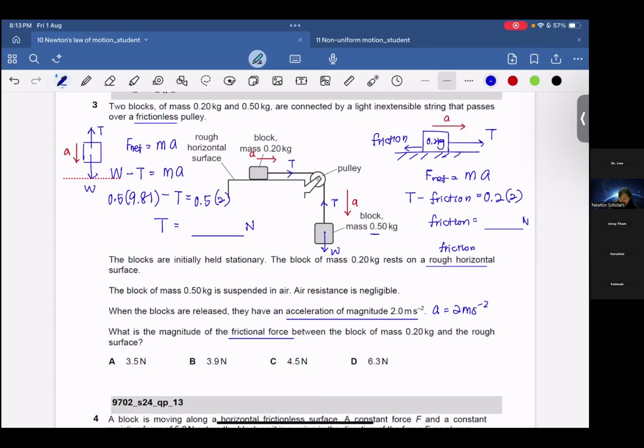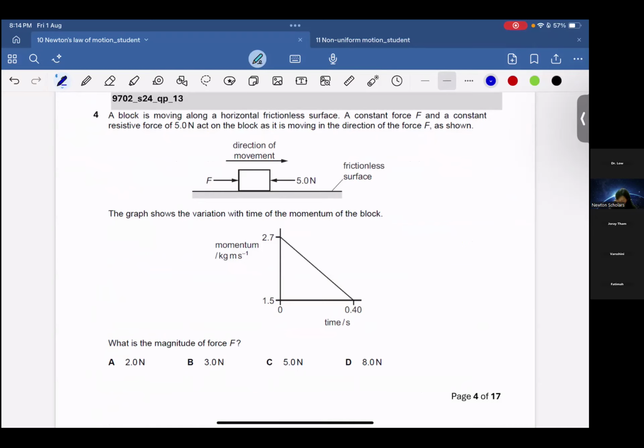This one is something new, but not difficult. A block is moving along a horizontal frictionless surface. A constant force is applied and a constant resistive force of 5 Newton acts on the block as it is moving in the direction of the force. Although it's frictionless, maybe the resistive force here means air resistance. So here is the graph showing the variation with time of the momentum.